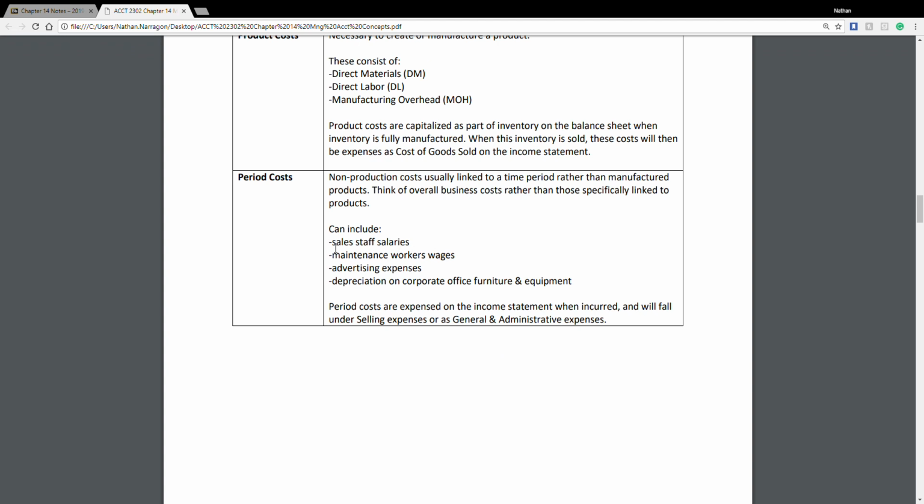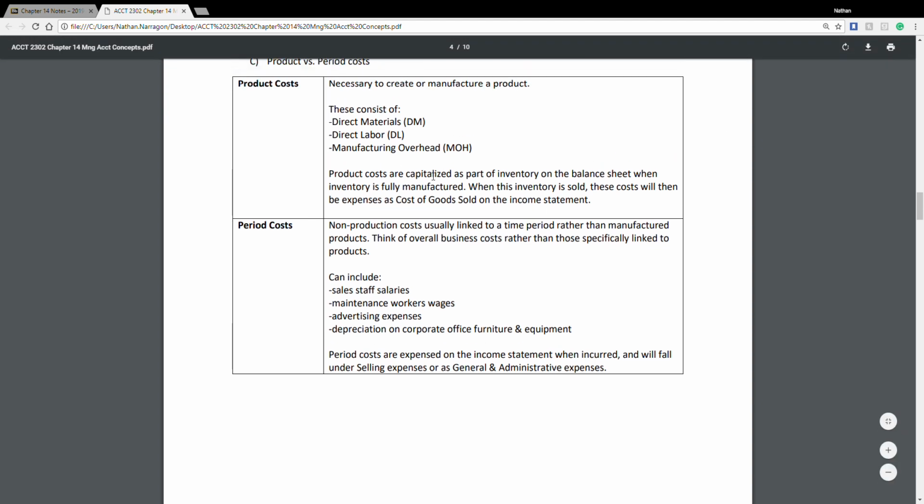A few items here include sales staff. They're not linked to a product, they just want to sell. Maintenance workers' wages, they're janitorial, so no product is going to have a janitorial thing unless it's Mr. Clean. You have advertising expenses, depreciation on corporate office furniture and expenses. Now, you need to watch out for this because this is on the corporate office. If it's on the factory, that is part of production, so it's actually going to be a product cost. That's a nice little twist, okay?